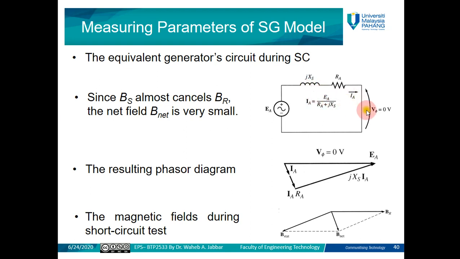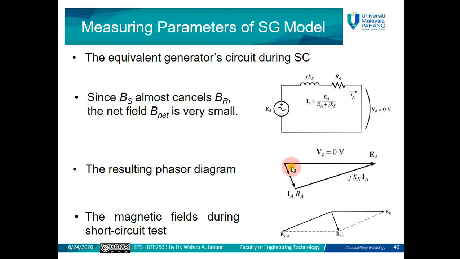Then we have the value of the terminal voltage here, which is equal to 0. Why 0? Because when I have a short circuit, the voltage will be 0. If I have an open circuit, the voltage will be there, but the current will be 0. So in the open circuit, we have a voltage, we do not have current. In short circuit, we have a current, we do not have a voltage. So the voltage here, or V phase, equals 0.